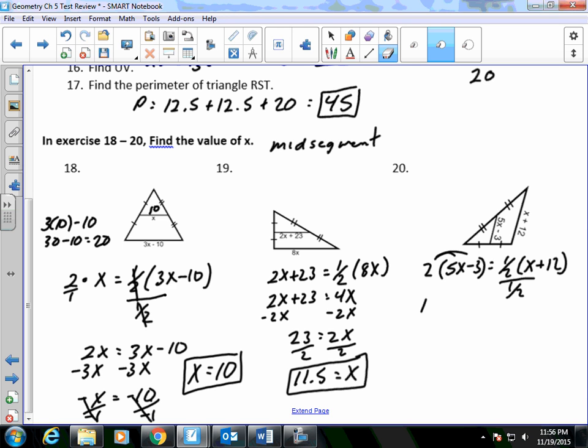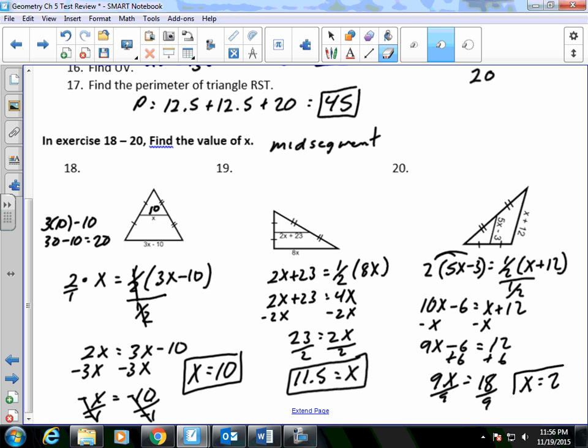Distribute that through. Get 10x minus 6 equals x plus 12. And then work to solve it. So subtract the x. So 9x minus 6 equals 12. Add the 6 to both sides. 9x equals 18. And lastly, divide by the 9. x equals 2.